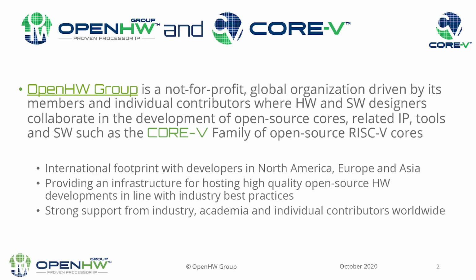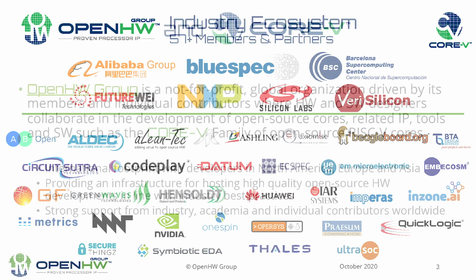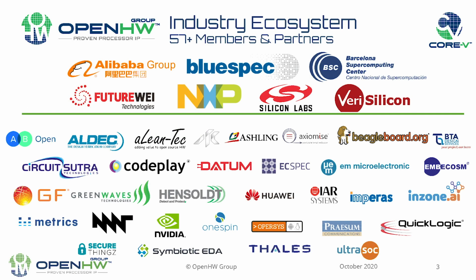And we work in a SystemVerilog UVM environment and producing the kind of quality that you'd expect to see in commercial IP. We have a global footprint with developers from around the world, many different participants from industry, over 57 plus and growing members and partners, large industrial players, in the silicon space, in the system space, big companies, small companies, software tool chain companies, and everything in between. So quite an active and vibrant ecosystem.